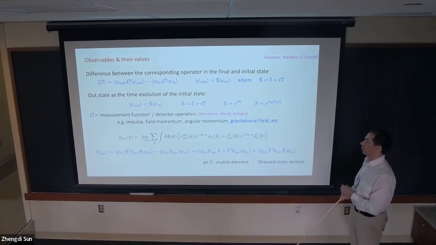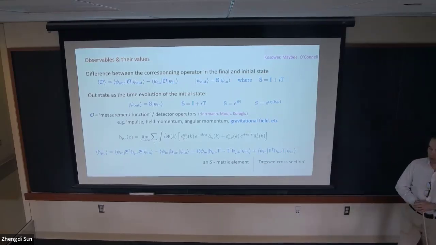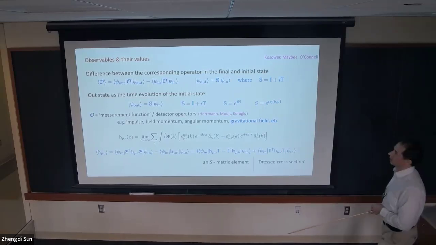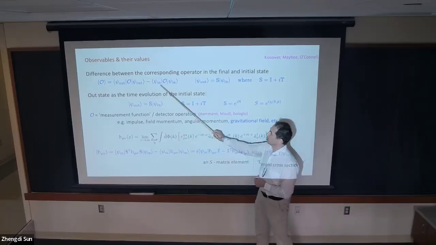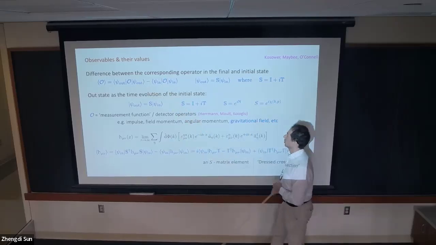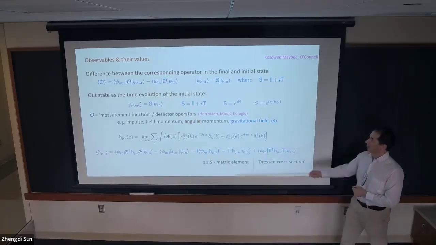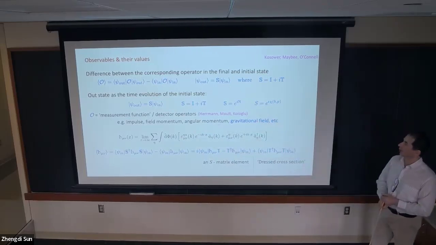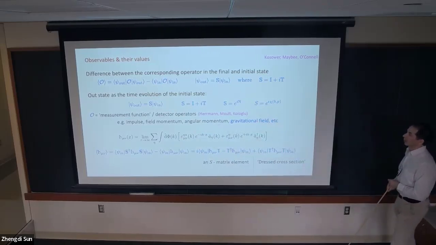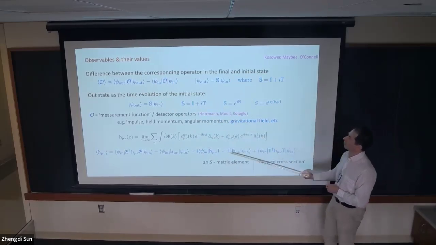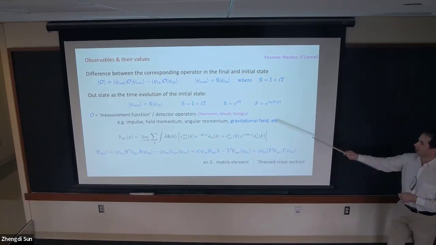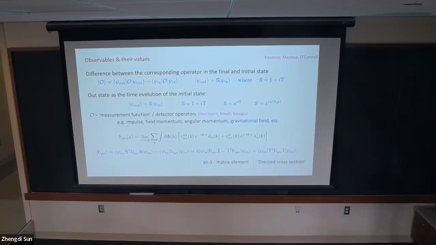There are many ways to compute observables. For today, we're going to stick to this KMOC approach, in which they are constructed as differences of expectation values of some operators between final and initial state. And the final state is defined as the time evolution of the initial state. The time evolution happens to be done with the S matrix in the usual form, or in the N operator form, or semi-classically in the eikonal form.